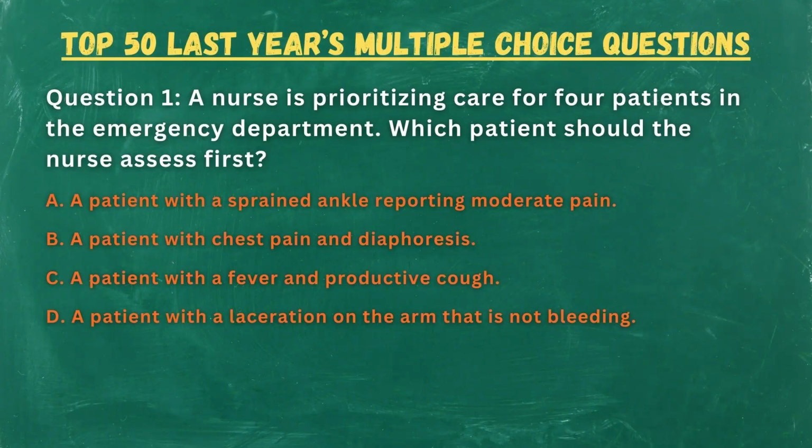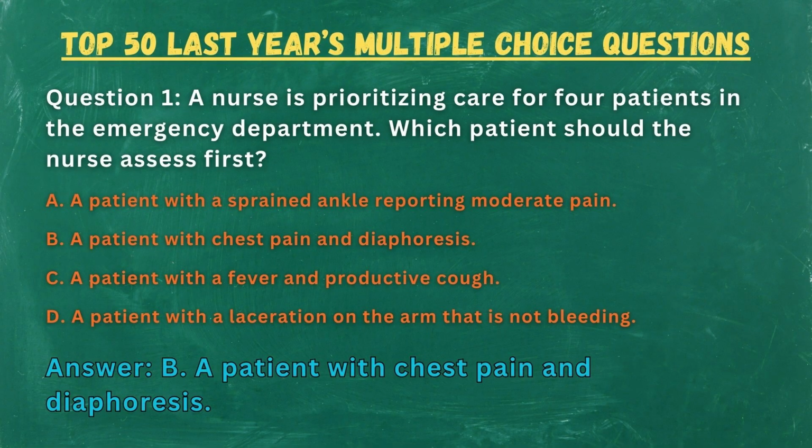Question 1. A nurse is prioritizing care for 4 patients in the emergency department. Which patient should the nurse assess first? A. A patient with a sprained ankle reporting moderate pain. B. A patient with chest pain and diaphoresis. C. A patient with a fever and productive cough. D. A patient with a laceration on the arm that is not bleeding.